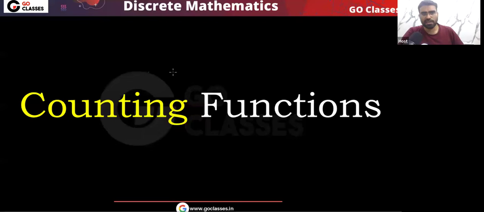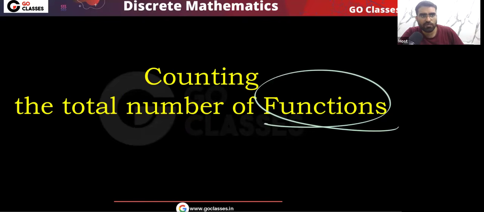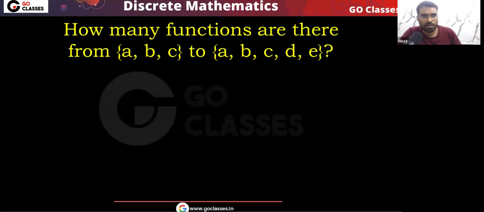Now let's see the next topic, that is counting functions. Now we will see how to count the number of functions. First, we will see counting the total number of functions from one set to another. How many total functions can you create? Tell me the answer for this question. How many functions are there from this set to this set? Can you create multiple functions? From this set ABC to ABCDE, can you create multiple functions? Definitely you can create multiple functions, right? But in total, how many functions can you create? See, you can create many functions from ABC to ABCDE.